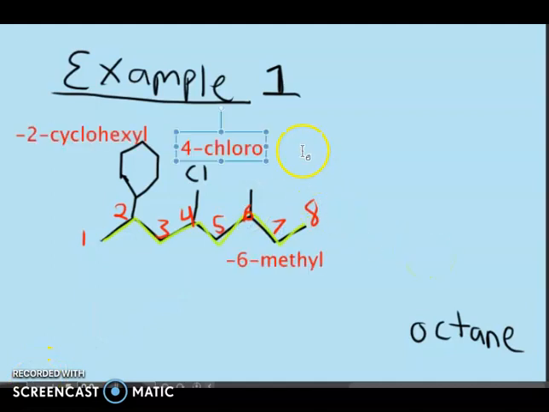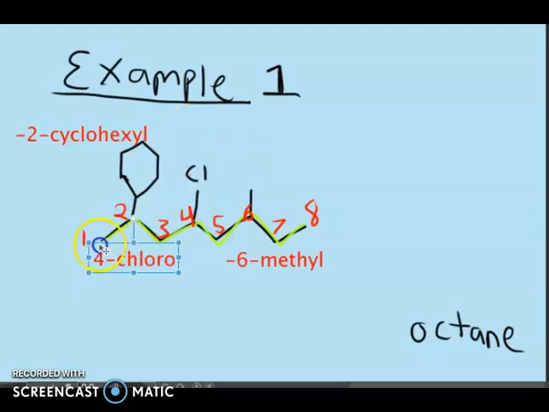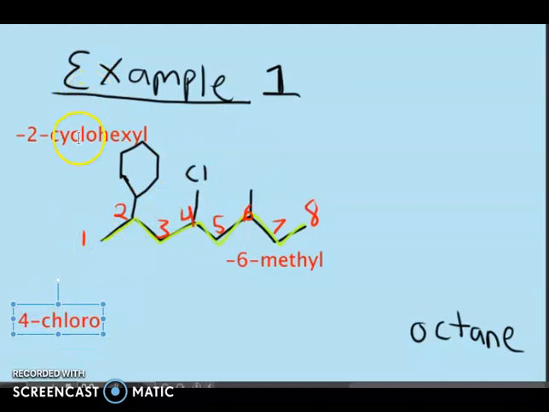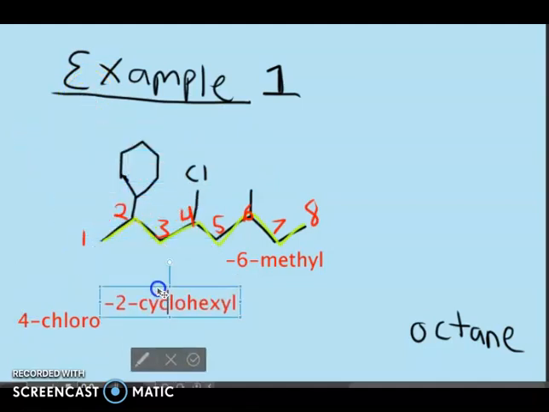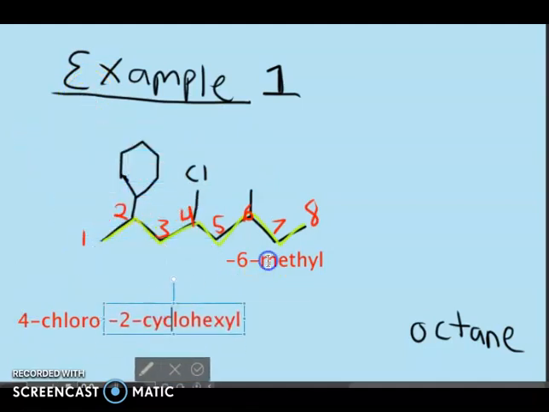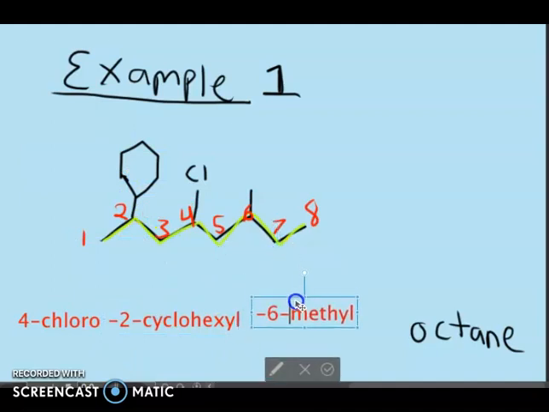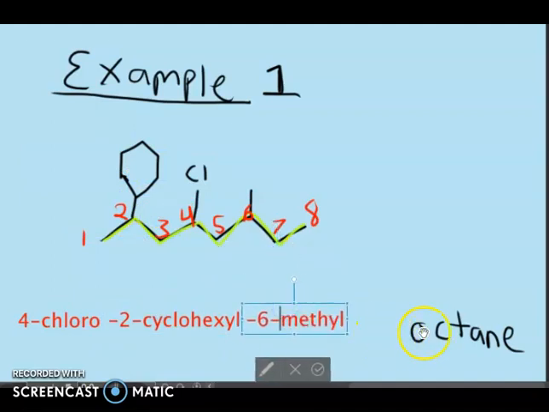I've added in our substituent names, and I'm going to drag them for you so we can see what order they go in. Remember, these are supposed to be in alphabetical order, not numerical order. Just like that. And then don't forget your ending, octane. So this is all one big term.